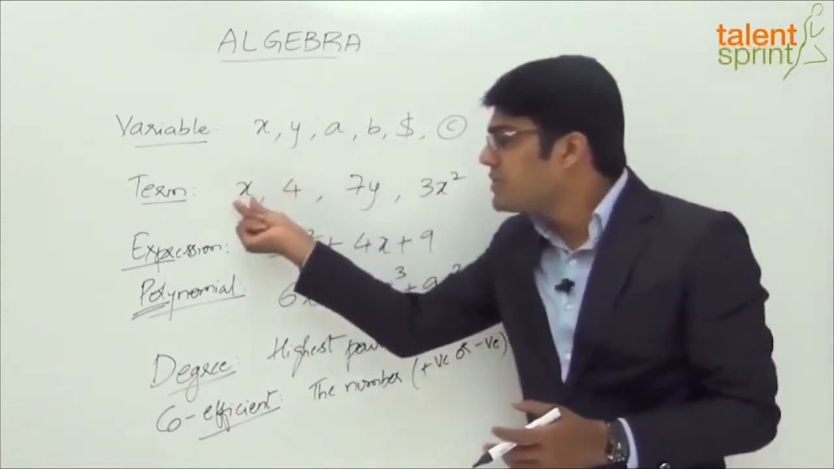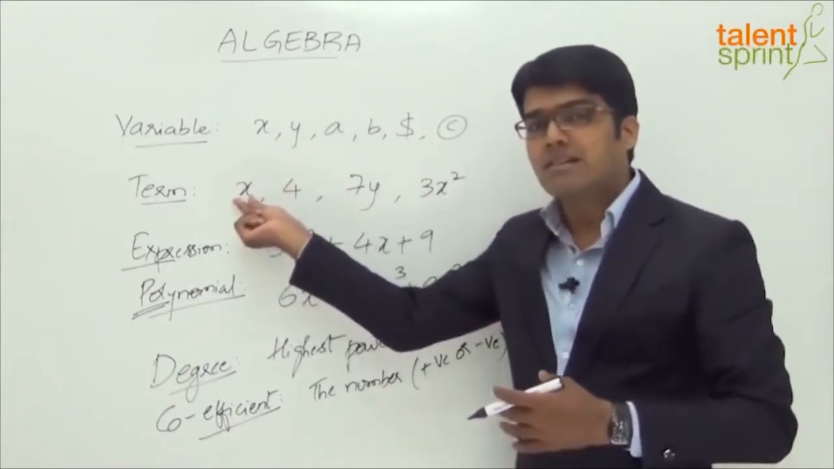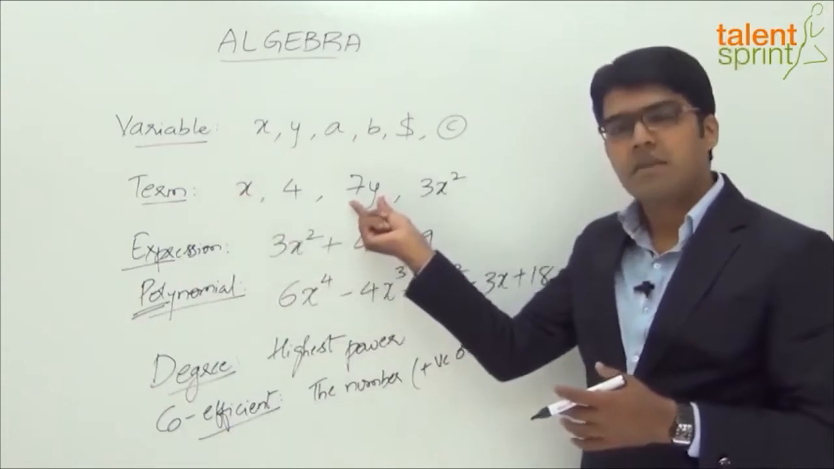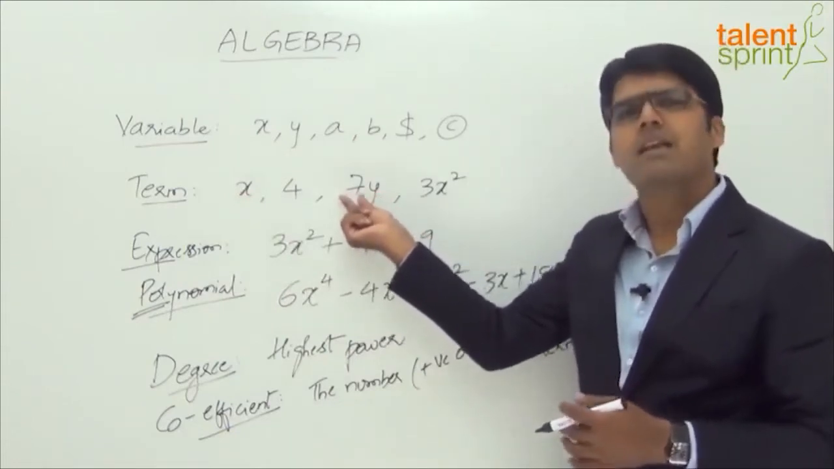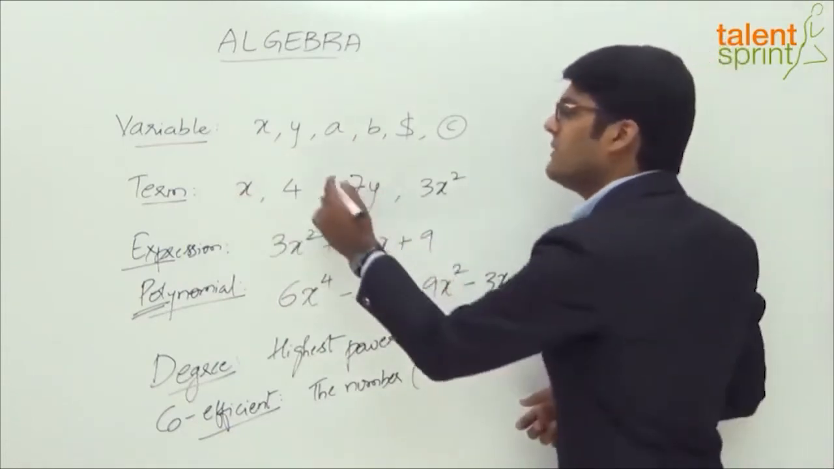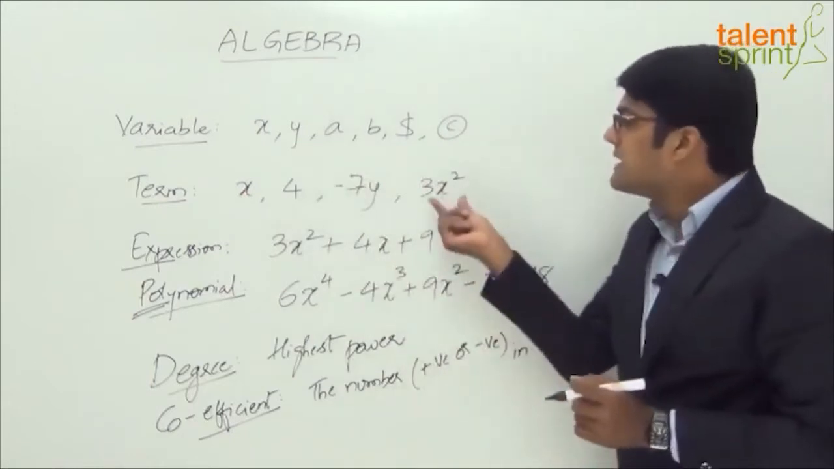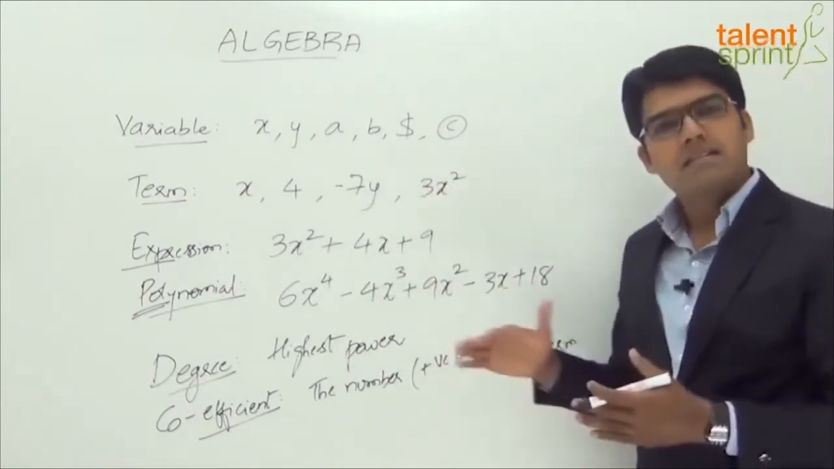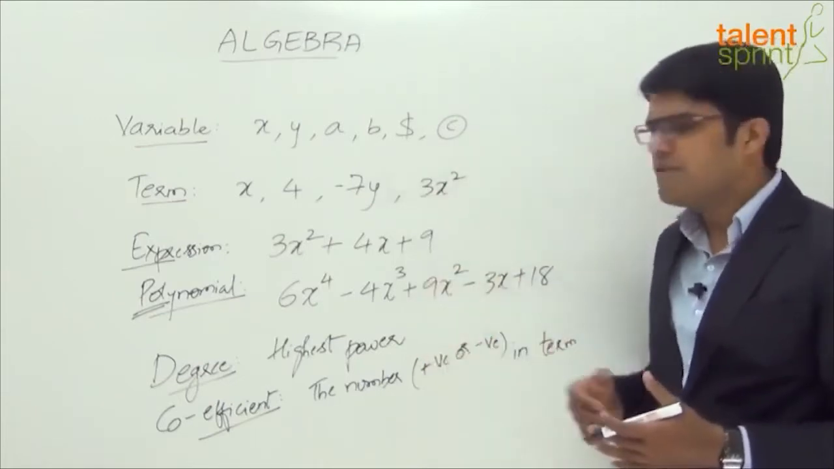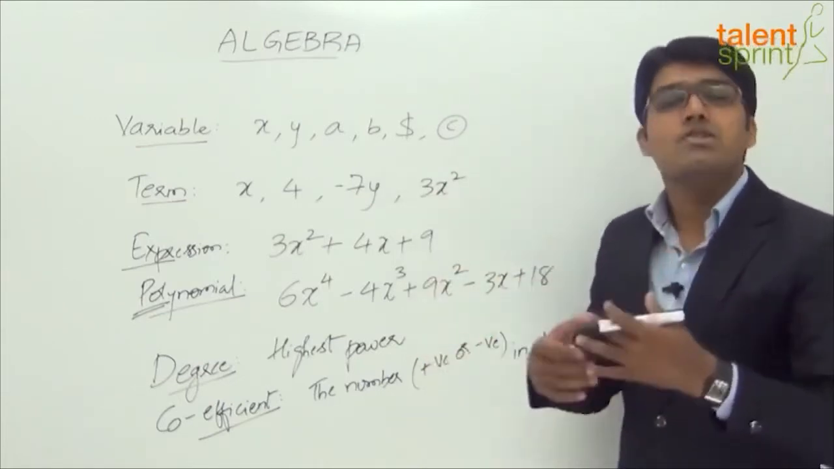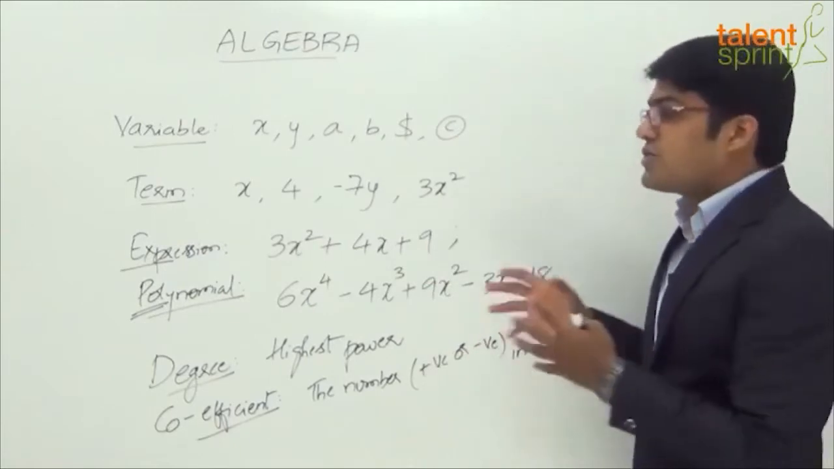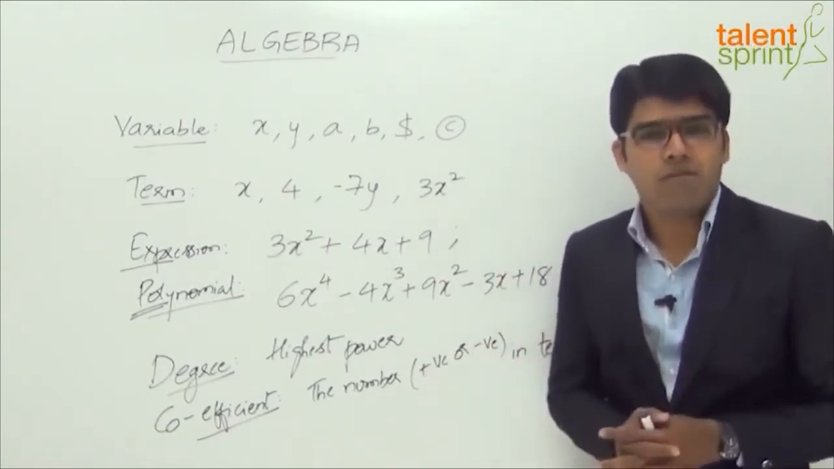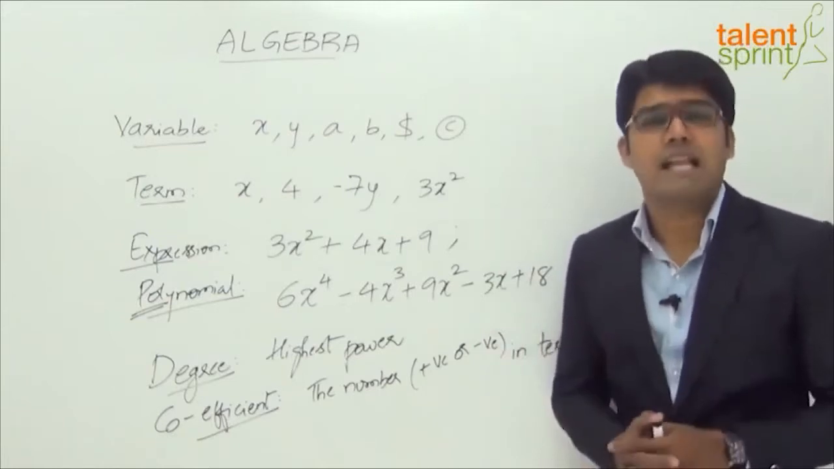So in this algebraic term, x, what is the coefficient? It is 1. In this algebraic term here, 7y, what is the coefficient? 7. It can be minus 7. If it is minus 7, then we say the coefficient is minus 7. In this algebraic term, what is the coefficient? 3. Alright. So degree is the highest power in the given polynomial and coefficient is the number that is there in each of the algebraic terms. So this is the basic definition of a polynomial, right? It is just a collection of different algebraic terms.